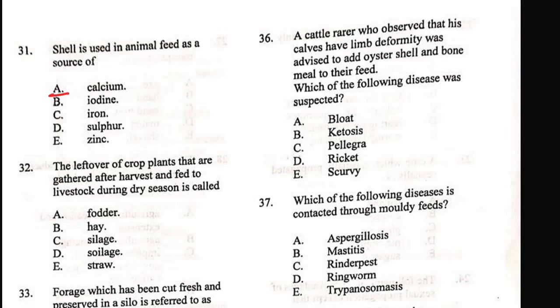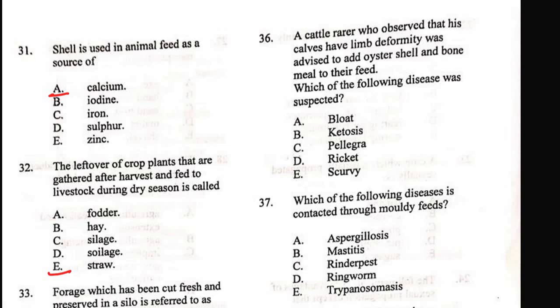Question 32. The leftover of crop plants that are gathered after harvest and fed to livestock during dry season is called A, fodder, B, hay, C, silage, D, silage, E, straw. The right answer is E, which is straw. The answer is straw because straw consists of the dried stalks of cereal plants after the grains have been harvested.